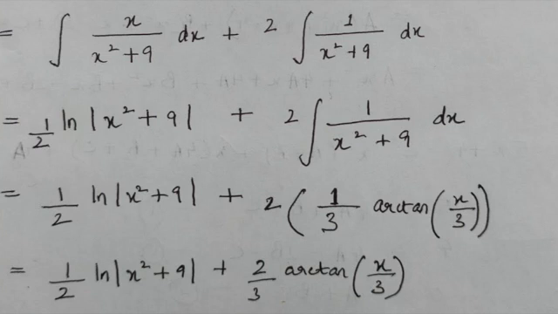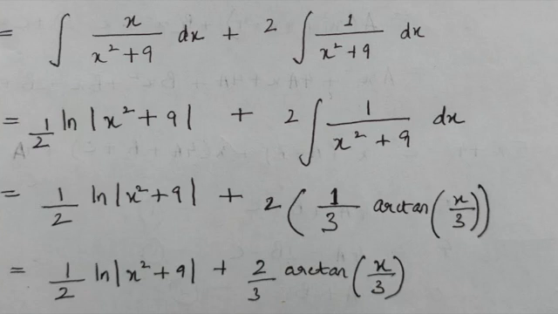But in the numerator, there is no 2x, it is just x. So you need to multiply it by a half for that rule to work. And then if we look at our second integral, all I've done is taken out the 2 as a constant, so we can see the 1 over x squared plus 9 more clearly.